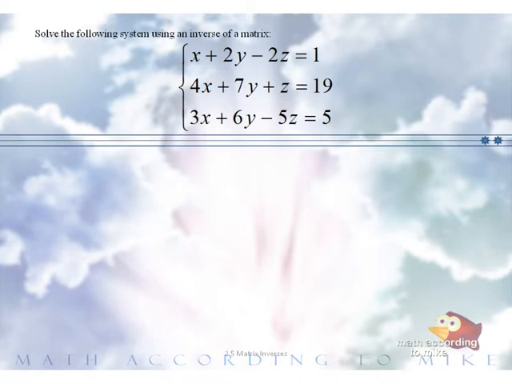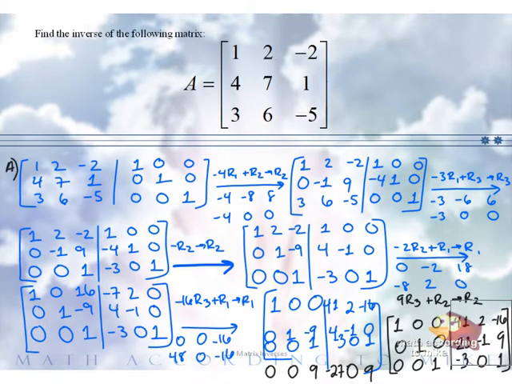Your third and final way of solving a system, we already did elimination, we just did Gauss-Jordan, and now the third one is using the inverse of a matrix. So what's going to happen is you're going to use your inverse from the first part.